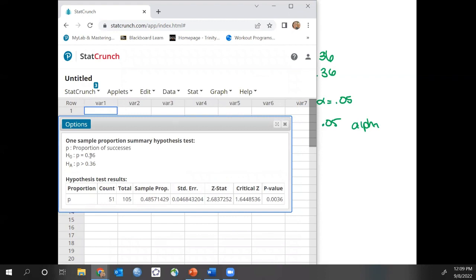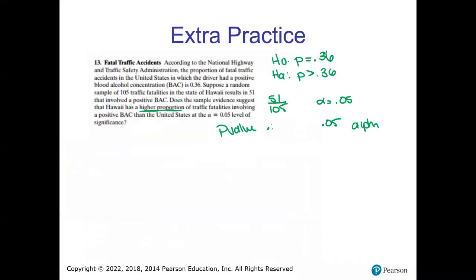Okay. So our status quo value is 0.36. This sample proportion is 0.48, or almost 0.49. 36% compared to 49%, I'm going to say that's pretty different. And now we can check that by our p-value here. Our p-value is 0.0036. So 0 and 0, same. 0, 5, 0 is smaller. All right, p is less than alpha.